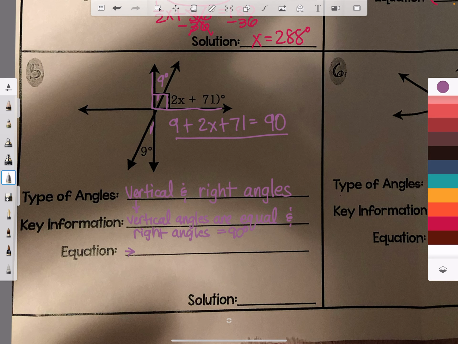And let's go ahead and solve for that. Let's join our 9 and our 71. That makes 80 plus 2x equals 90. Minus 80 from both sides. And that leaves us with 2x equals 10. Divide by 2, and that leaves us with x equals 5.